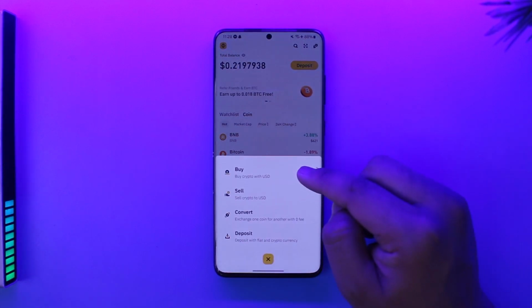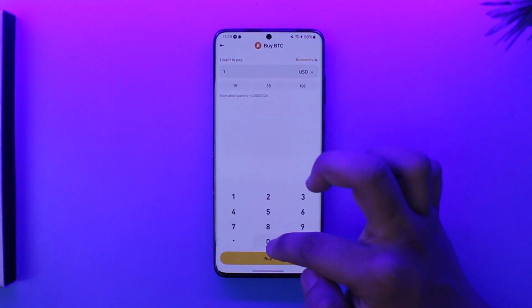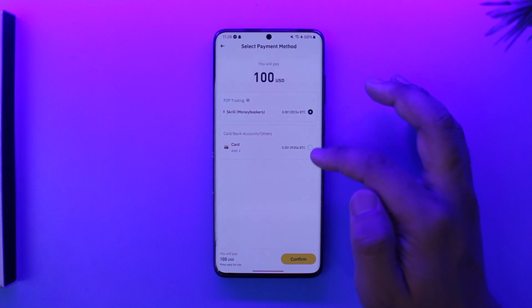So I can tap on this option and tap on buy crypto with USD. I'll select, let's say I want to buy Bitcoin for $100. I'll get this much of BTC. Then I can tap the buy option and enter my payment method to buy it.